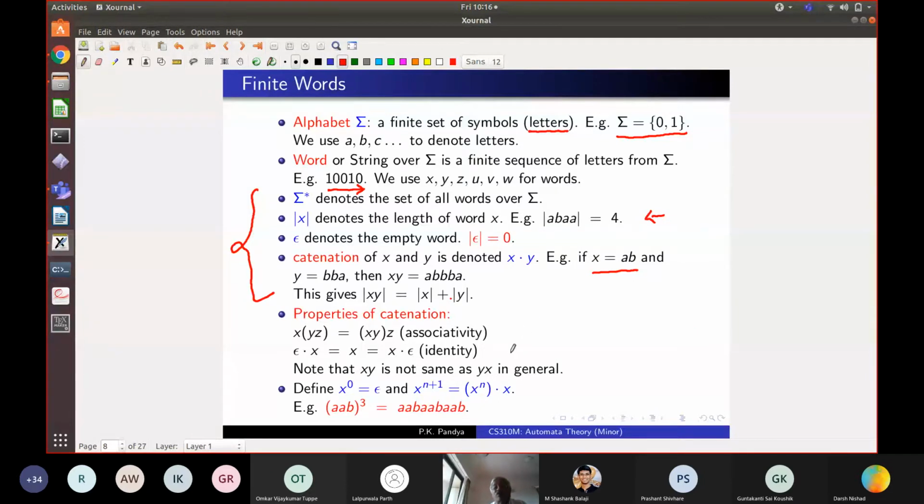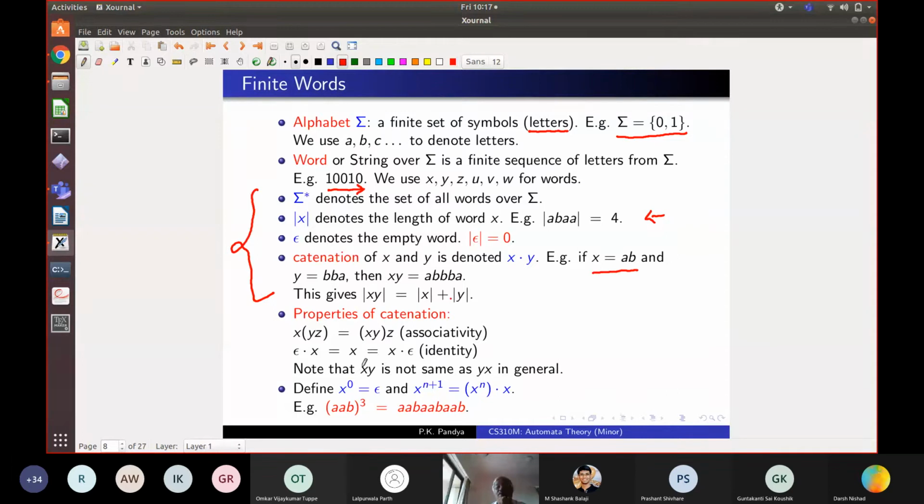Mathematicians have studied such structures, which are associative and which have identity. These are called monoids in mathematics. So natural numbers with plus form a monoid, natural numbers with multiplication form a monoid, and the set of words with catenation also forms a monoid. This is just for your knowledge. It's not important to remember for the exam that this is a monoid, but these two properties are easy to see.